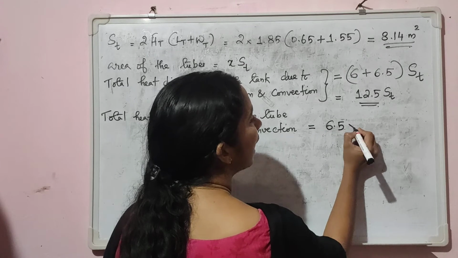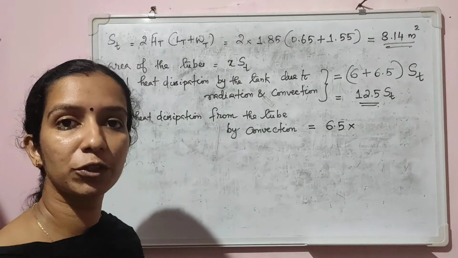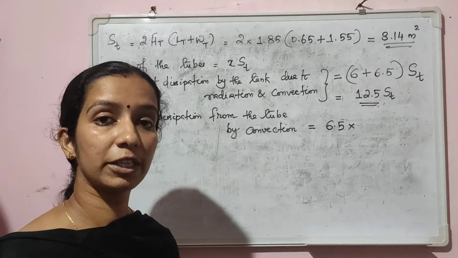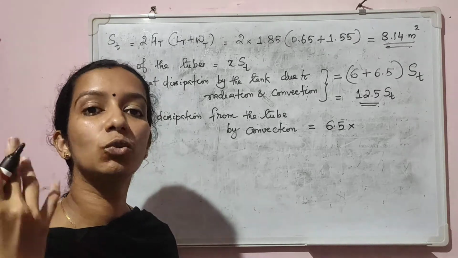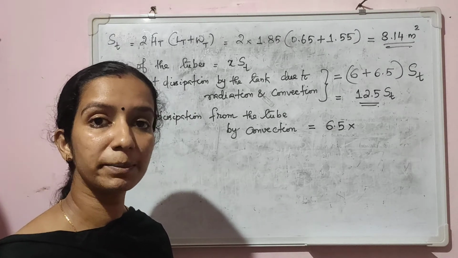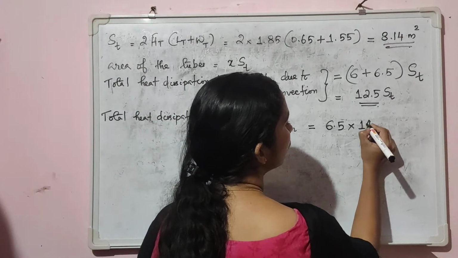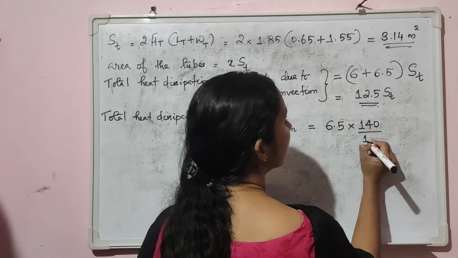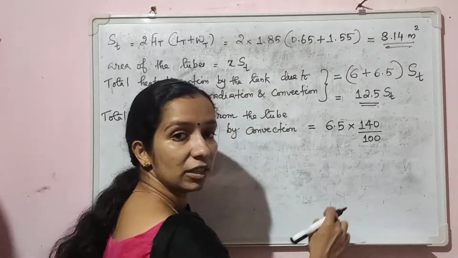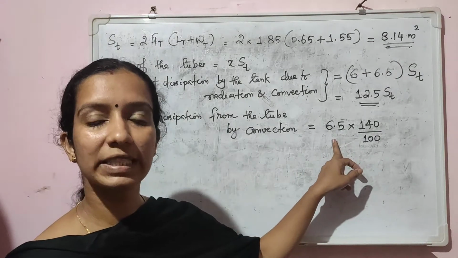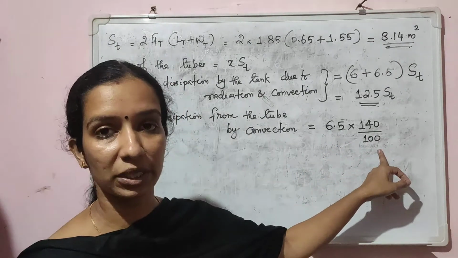6.5. And with the provision of tubes, convection improves by 40%. So it becomes 40% more than what was already there. That is, it becomes 140%. So 6.5 into 140 divided by 100. This will be the new specific heat dissipation, the specific heat dissipation after providing the tubes.